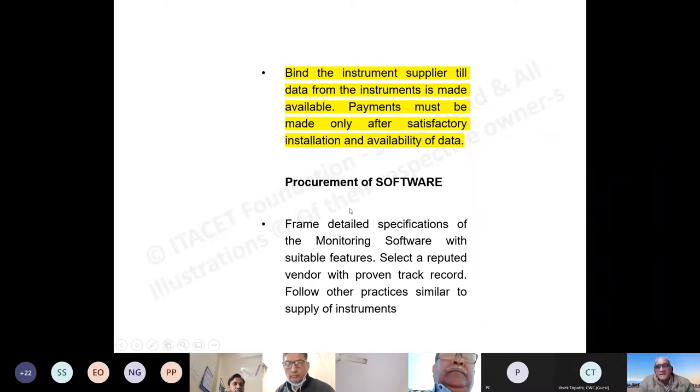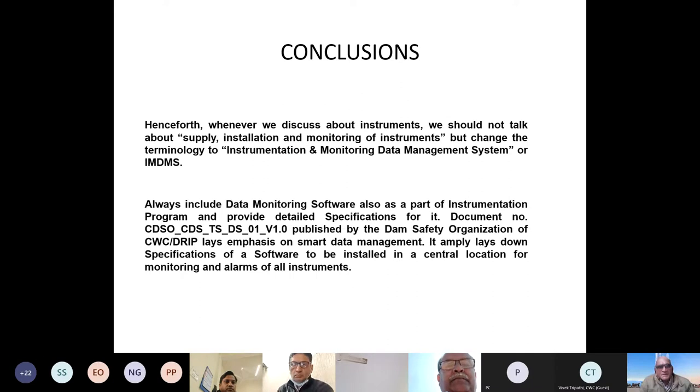As far as the software is concerned, again, we should frame a specification of the monitoring software with suitable features, and then select a suitable vendor for this, so that the data monitoring is done properly. There is a good standard here, made by DRIP and done by CWC, where they have specified data mining software. In fact, this standard specified even the instruments also, and I would like to share that.